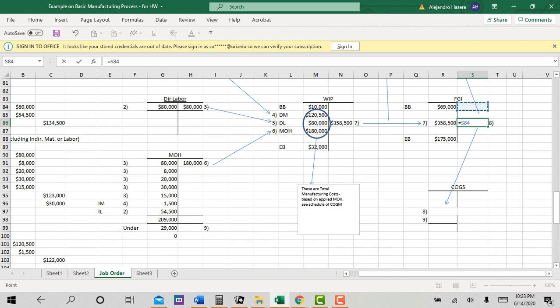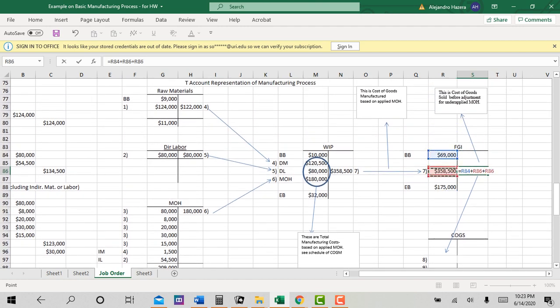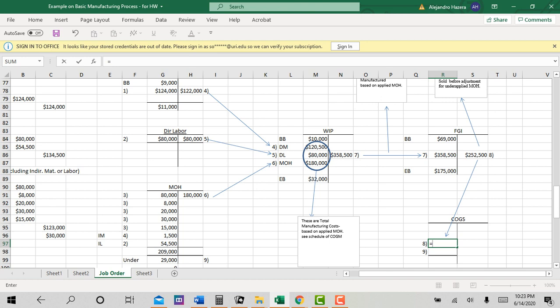Okay, so here's what we got. If you just take your beginning balance of finished goods, add in your debit, your cost of goods manufactured, which by the way is described up here. Let's do this again. Take your beginning balance, add in your cost of goods manufactured, and subtract out your ending balance. That should give you the amount that you transfer over to cost of goods sold, and that amount is $252,500. Okay, so in entry 8, you have a credit to finished goods inventory of 252,500 and a debit to cost of goods sold of 252,500.